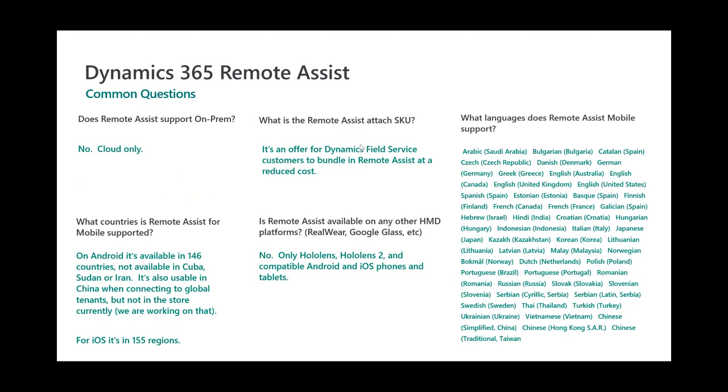Which countries is Remote Assist Mobile supported in? Right now on Android, it's in 146 countries. It's not in Cuba or Sudan or Iran. It is also available in China. We're connected to a global tenant, but it's not in the store there currently. That's because there is no Google Play Store in China, and we are working on getting it into the third-party stores there. For iOS, it's in 155 regions.